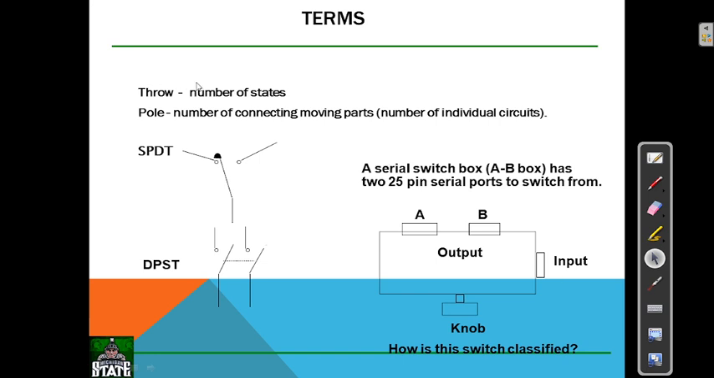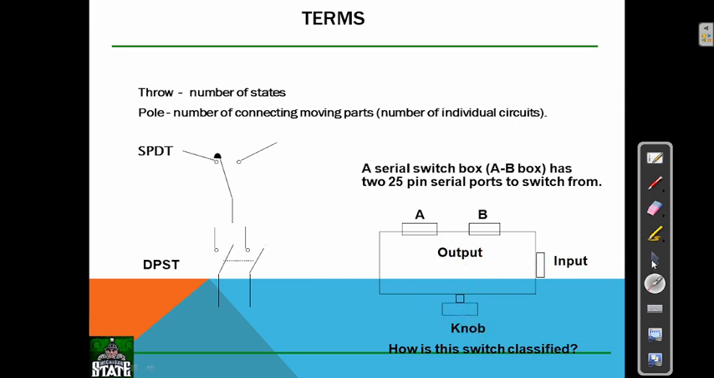Switches are described by the number of states, poles, the number of connecting moving parts, and the number of individual circuits. SPDT, as I said before, is a single pole double throw switch. This DPST means double pole single throw switch. You can see this one is a serial box, which has two 25-pin serial ports to switch form. This one is A and B. Here is the input, here is the output.